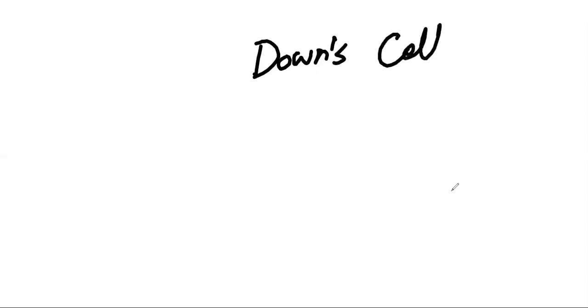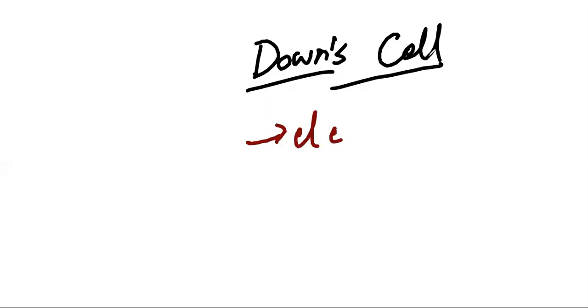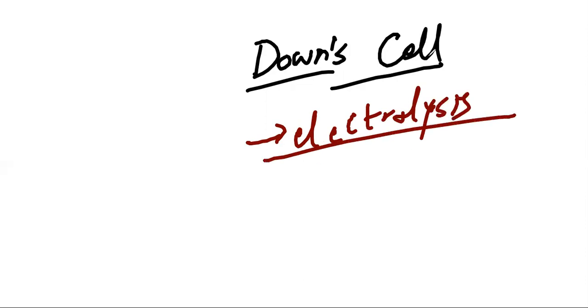Now talking about the Downs cell and the extraction of sodium metal. Okay, what is the Downs cell? We're talking about S block elements, chapter 3 of second year chemistry for ECAT. Sodium, or basically all the alkali and alkaline earth metals, are extracted from their compounds by the technique of electrolysis. We have to do electrolysis to take them out from their compounds.